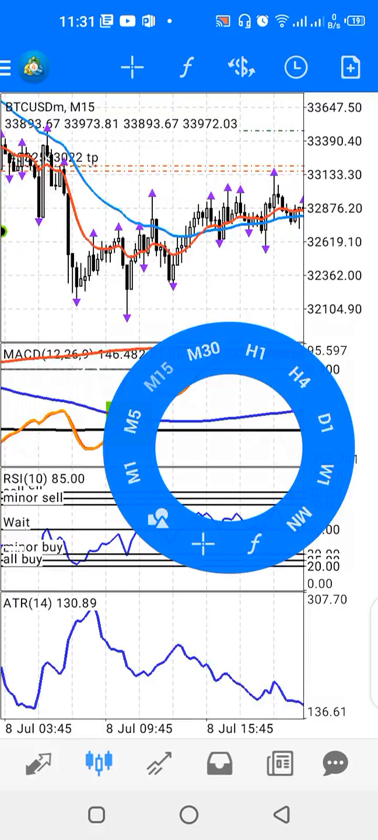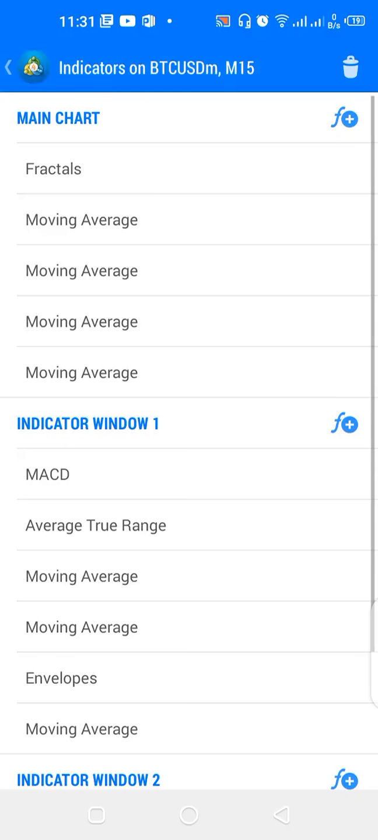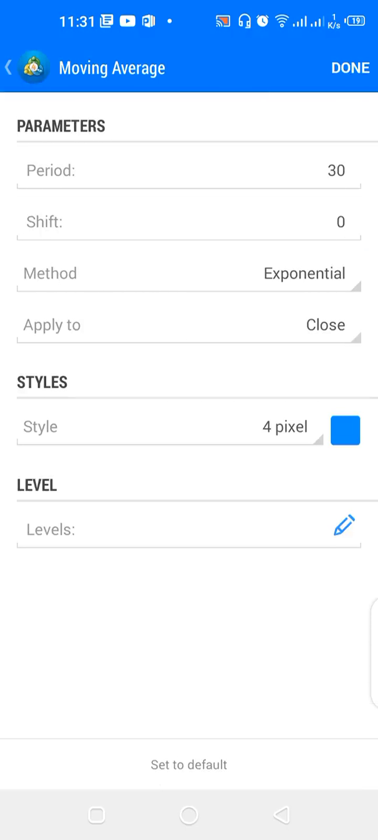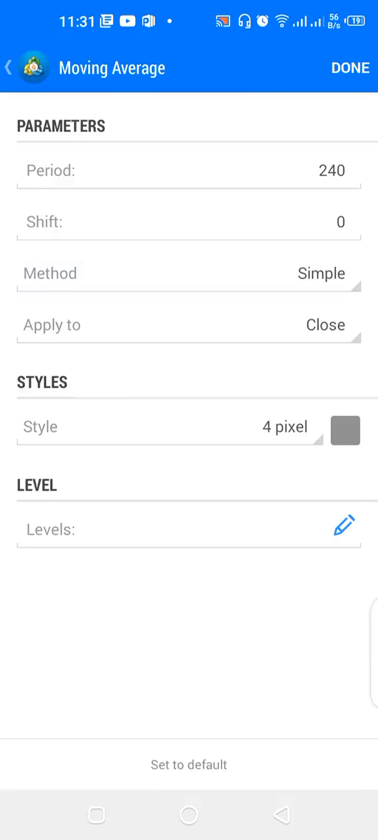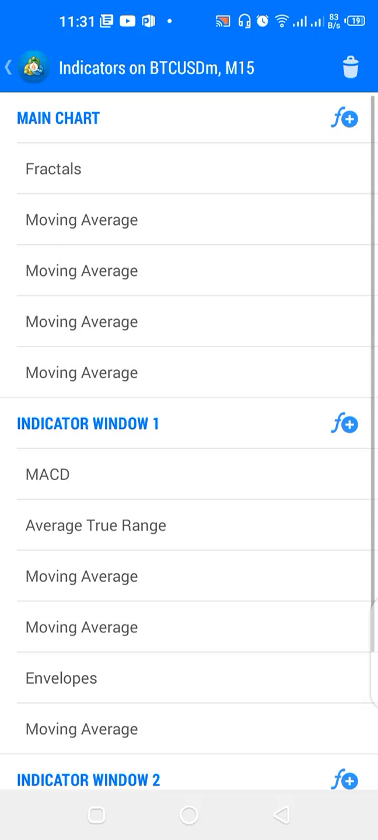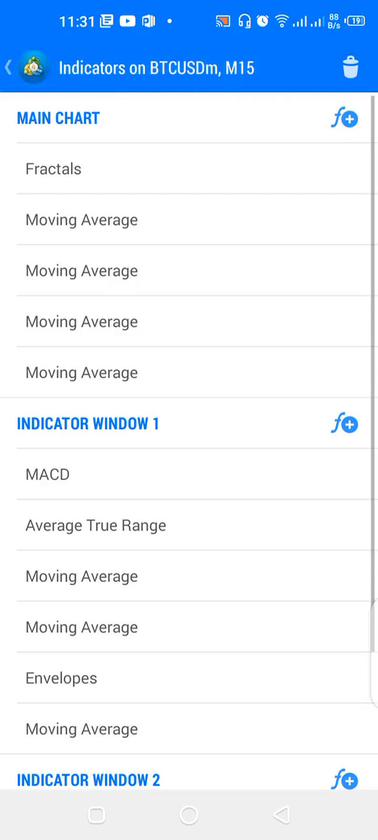Now let's look at the parameters for the indicators. We have fractals. We have a 30 period moving average, exponential, applied to close, color is blue. We also have another 240 period, simple, applied to close, color is gray. We also have another 10 period, exponential, applied to close, color is red. And then we have an 850 period, simple, applied to close, color is gray. So all these are on the main chart.